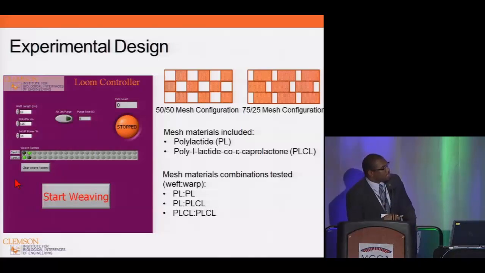The materials that we used for this study were poly-L-lactide and poly-L-lactide-co-epsilon-caprolactone. The poly-L-lactide was used because it was relatively cheap and available in the lab, and the poly-L-lactide-co-epsilon-caprolactone due to the fact that we're trying to use that for some future studies in our lab. The material combinations that we looked at are listed there below.